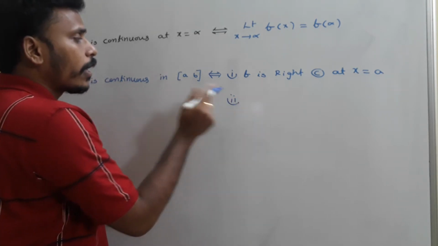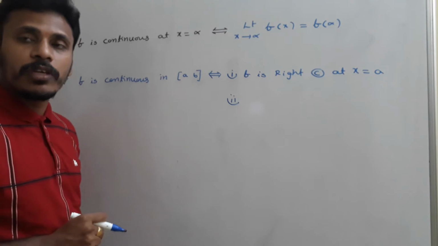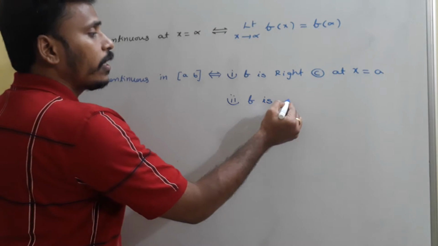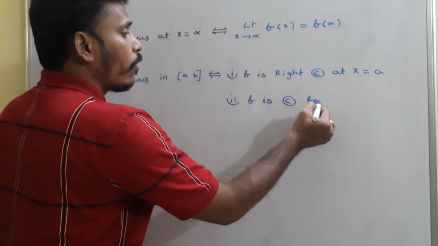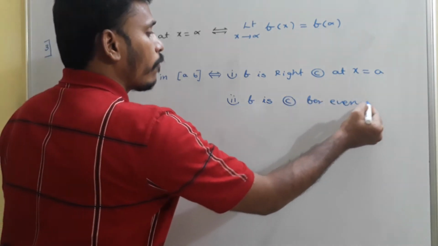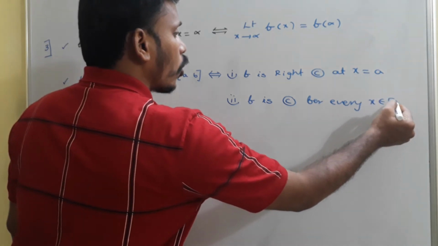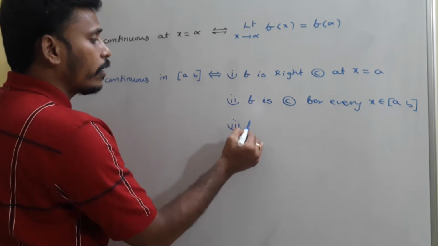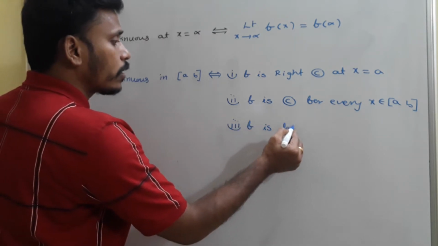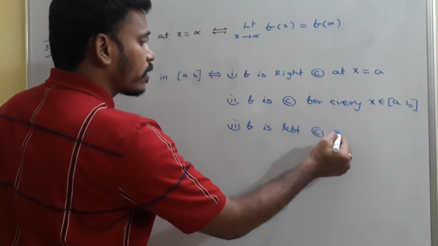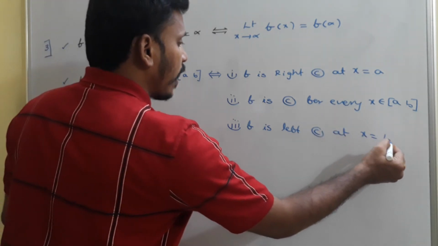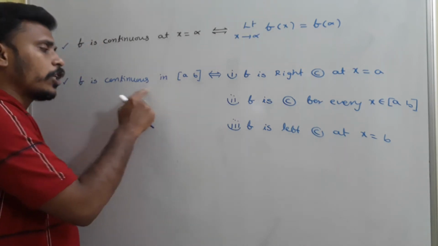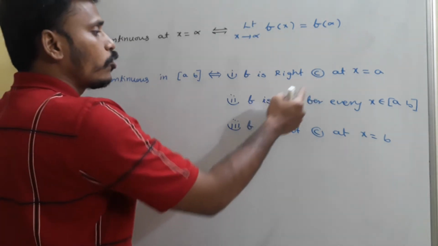So f is right continuous at x equals a. As well, in between the values a and b, the function is continuous for every value. f is continuous for every x belongs to the closed interval ab. And the third thing is f is left continuous at x equals b. Just have a look, I am just indicating. Instead of writing continuous every time, I am just using this notation.